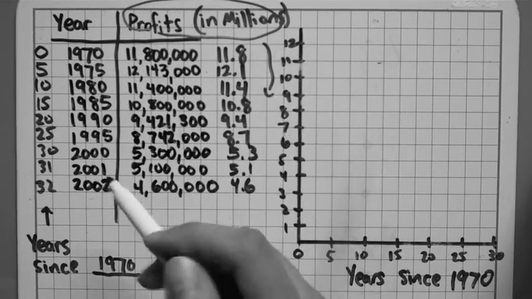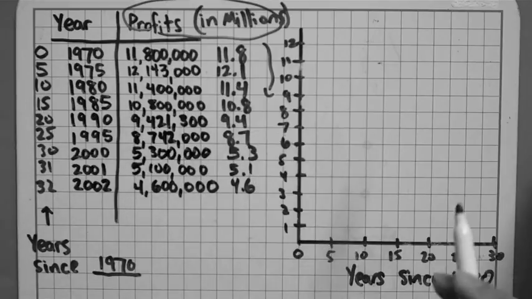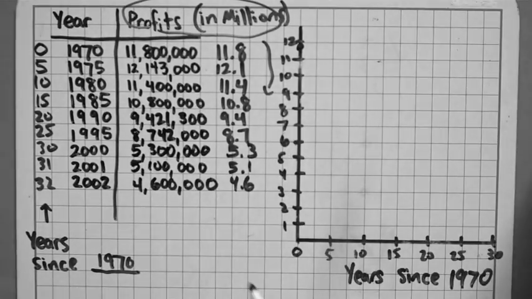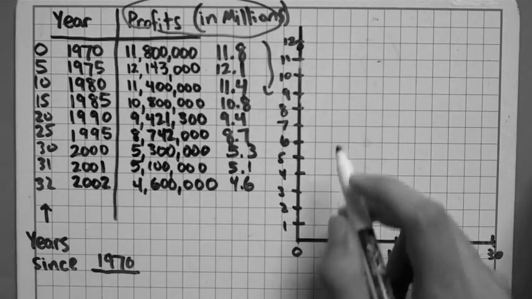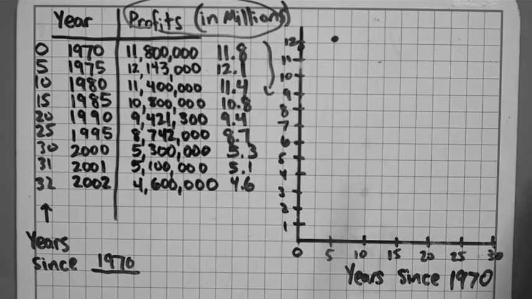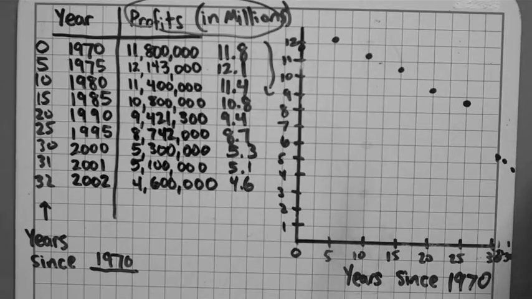And once you have this, I'll do the first point just to show you guys. It's 0, 11.8, so that will be up here. And you just pretty much keep going like that. 5, 12.1, and so on. So I'm going to fast forward right now and show you guys the finished product.